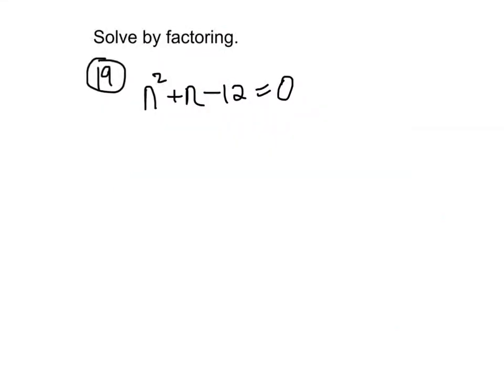In this problem, we're solving this equation. We're not allowed to just simply take the square root of both sides because we have this middle plus n term. So we need another way. Since we have three unlike terms, we have to solve this problem by factoring.